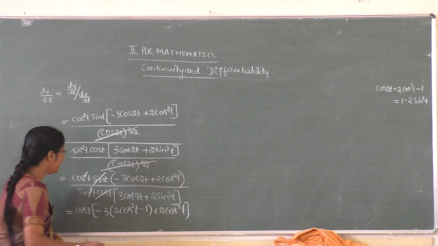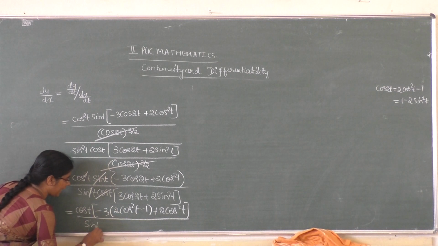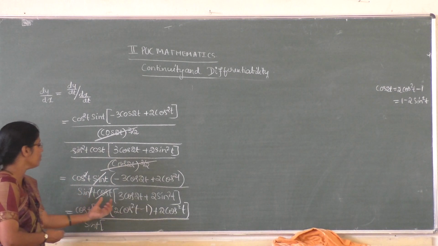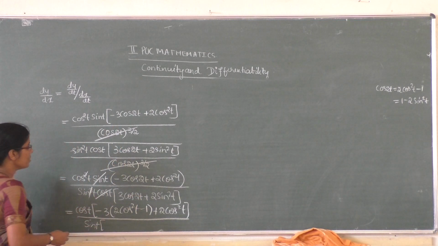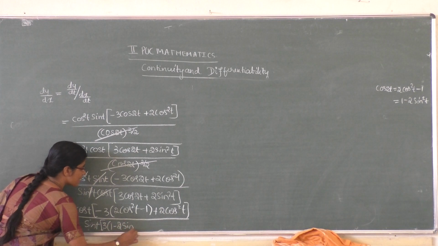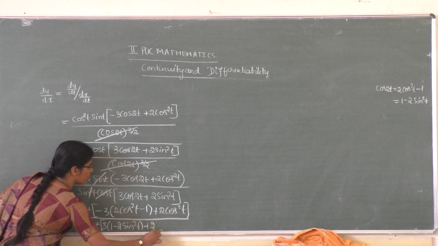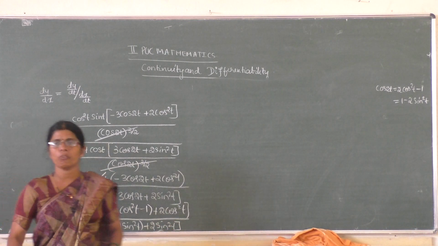And in the denominator we have sin t. So here we use for this cos 2t as 1 minus 2 sin square t. 3 into 1 minus 2 sin square t plus 2 sin square t. So now what we get?